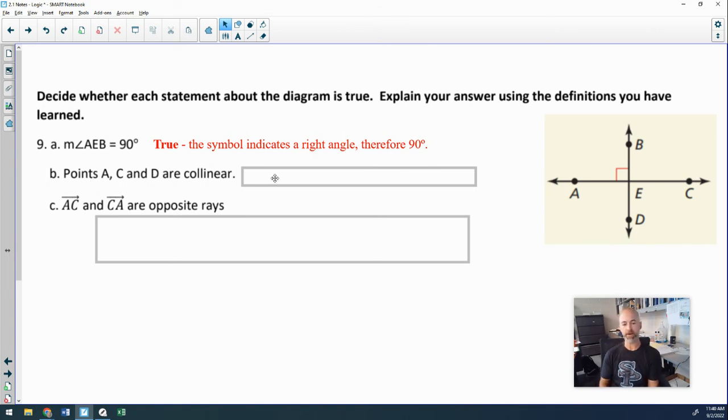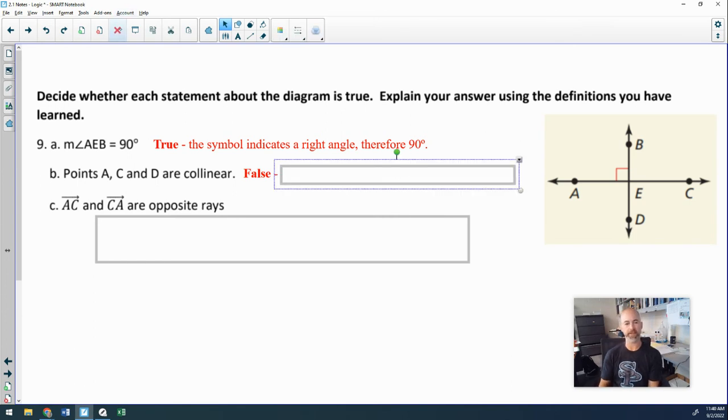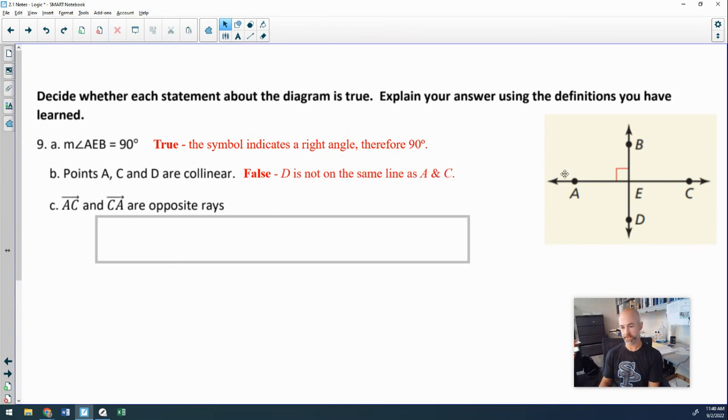Points A, C, and D are collinear. Is that a true statement? So here's A, here's C, here's D, and no, they are not collinear. If you were to draw a triangle, you're drawing a triangle there. They don't lie on the same line. So the answer is false. And your reason, it's kind of an obvious answer, I think. It's kind of silly, but point D is not on the same line as AC.